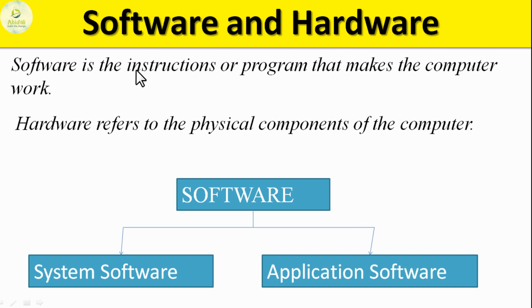So software is nothing but a set of instructions. Instructions are nothing but the set of commands that are given to the computer to perform a job. Or software can be a collection of programs, or a program that makes the computer work. Now talking about hardware, hardware refers to the physical components of the computer that you can touch and feel. We have discussed hardware in the previous lecture also. In this lecture video, we will be exploring software and its types.